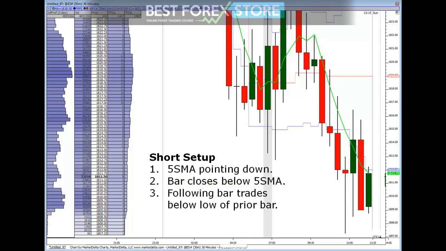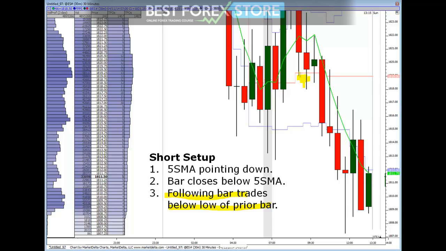Now, did it happen? The following bar trades below the low of the prior bar. Yes, it does. Okay, so now I could take an entry right away, at this point, or I could wait and see if I could get a slightly better price. Now you notice, quite often the market will do this. You have another bar and it moves right back up, and it gets you to ponder and wonder, should I go into the trade or not?